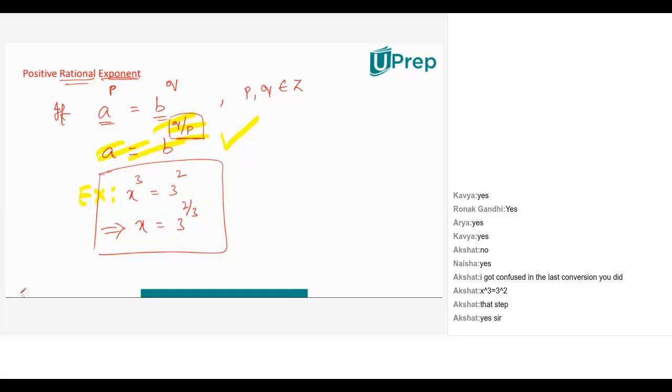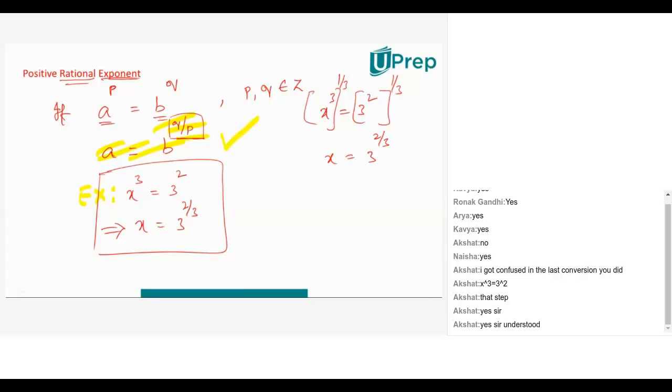If you're not able to understand, let me do it step by step once again. If you have x to the power of 3 is equal to 3 to the power of 2, I want to remove this 3 from this side. What will you do? You will raise this also to the power of 1 by 3, this also to the power of 1 by 3. By doing that, x to the power of 3 whole to the power of 1 by 3 will be x, because 3 and 1 by 3 get cancelled. That should be equal to 3 to the power of 2 by 3. So that's exactly what we have written here. So what's the problem? Oh, yes, understood.